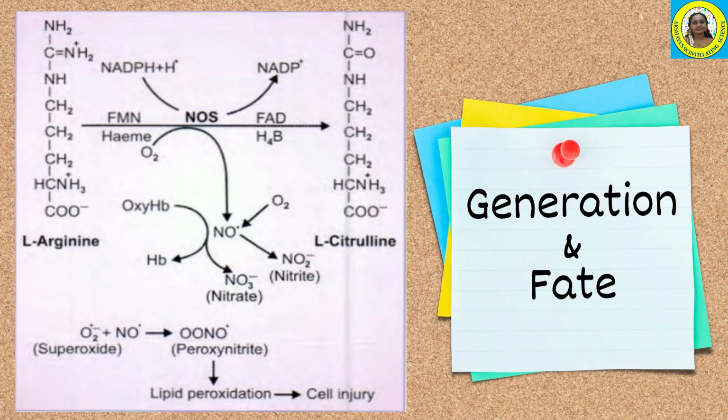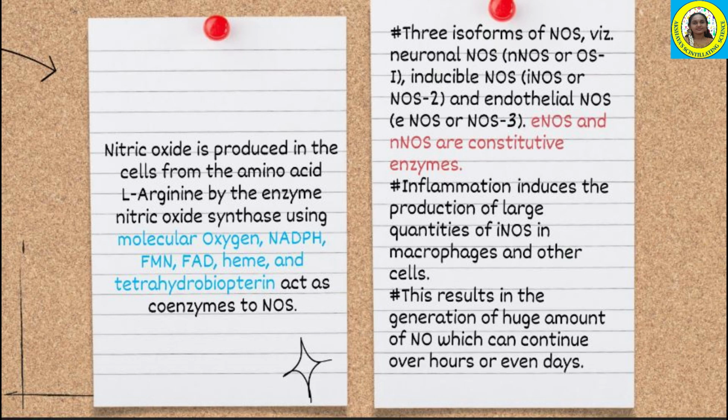If nitric oxide reacts with superoxide, it produces peroxynitrite, which is very harmful substance for the cell as it causes lipid peroxidation and ultimately ends up with cell injury. So, in this process of nitric oxide synthesis and its fate, other compounds like molecular oxygen, NADPH, FMN, FAD, heme and tetrahydrobiopterin are involved.